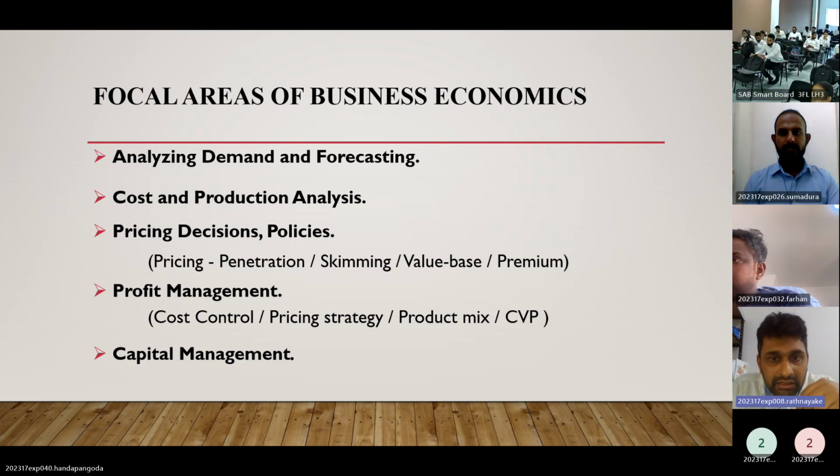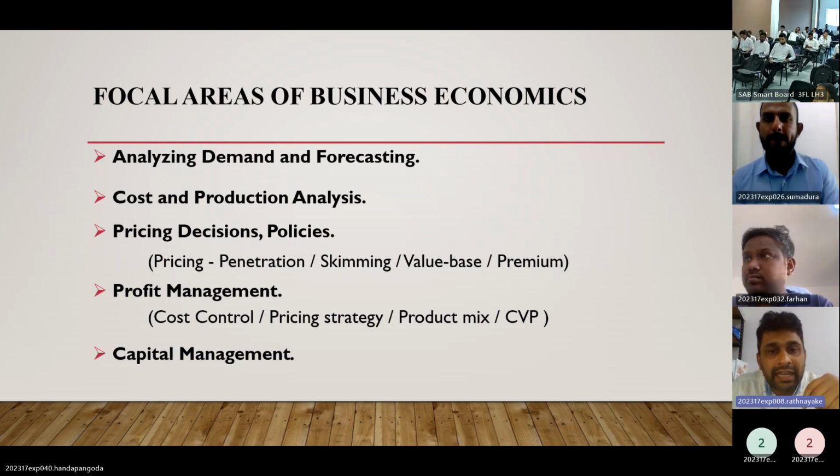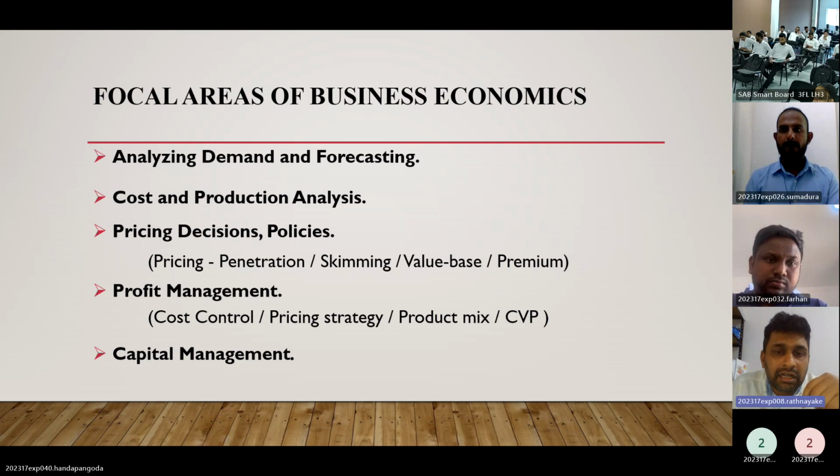Secondly, cost and production analysis. By analyzing the cost output relationship, it supports optimization of pricing strategies and resource allocation. Concepts like fixed cost, variable cost, and cost curves such as average total cost and marginal cost are essential. Production and cost analysis help business understand the relationship between input and output and make smarter pricing, production, and resource allocation decisions.